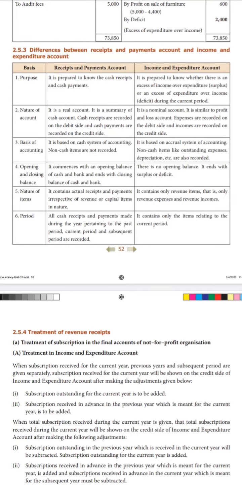Difference between receipt and payment and income and expenditure account. Okay, so now the basis receipts and payments account, income and expenditure account are given. We have six bases of differences between these two accounts. The first one is the purpose.